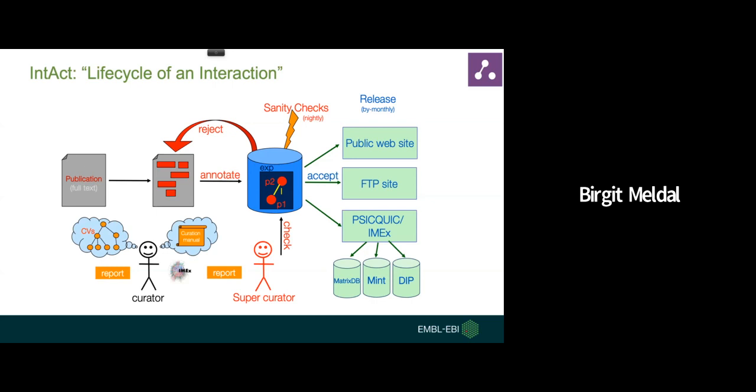When we deal with brand new data types, this often means a larger discussion between curators within the consortium, and often the creation of new CV terms, so we can really accurately capture new types of interaction data. And then the data gets released roughly every 2 months.